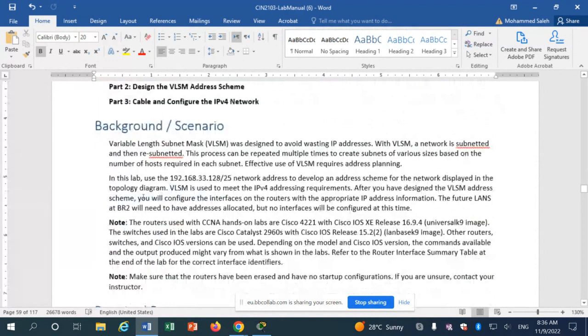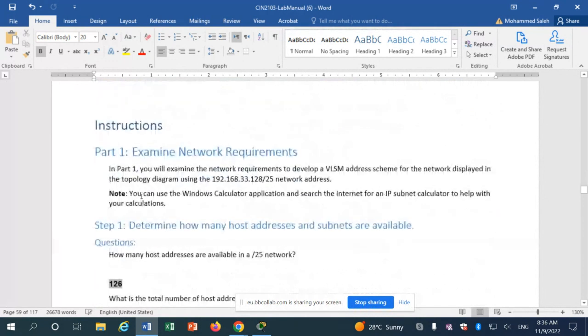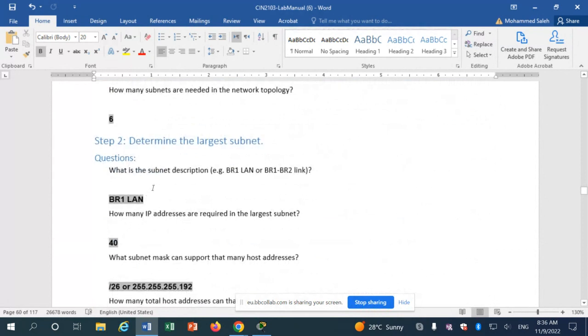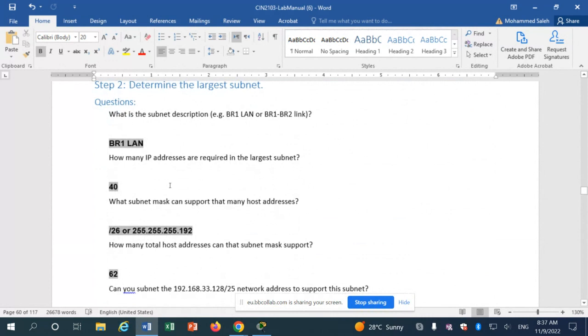Now look here. What is the subnet description? What is the largest subnet, by the way? Which one has the largest number of hosts? BR1 LAN, that's the name, correct? How many IP addresses are required in the largest subnet? How many hosts? 40. I need everyone to participate, please. What subnet mask can support that many host addresses? We need to find out. So this is the first step.